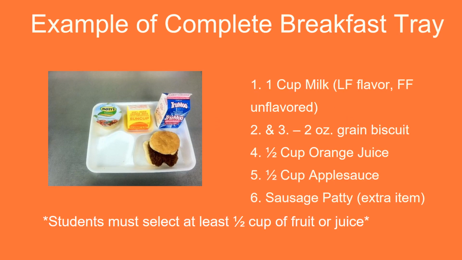Example of a complete breakfast tray. Number 1 is 1 cup of milk, low-fat flavored or fat-free unflavored. 2 and 3 are included in a 2-ounce grain biscuit. Number 4 is a 1/2 cup of orange juice. 5 is a 1/2 cup of applesauce, and 6 is the sausage patty, which is an extra item. Students must select at least a 1/2 cup of fruit or juice.